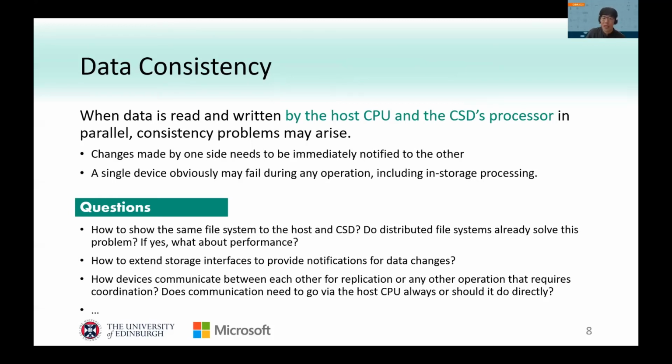In addition, a single CSD may fail during any operation, including in-storage processing. Replication, sharding, and other technologies may be used to tolerate failures, other than just improving performance.